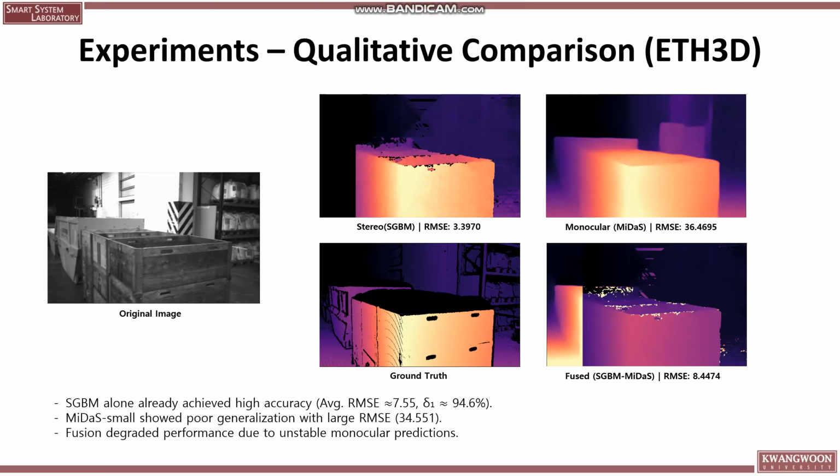We observed another limitation on the ETH 3D dataset. Here, SGBM already performed exceptionally well. In contrast, the MIDAS model, which was not trained on this type of data, produced very poor and noisy results. When we fuse this, the noisy monocular data actually slightly degraded the final performance. This highlights that the generalization capability of the monocular model is a critical factor for successful fusion.